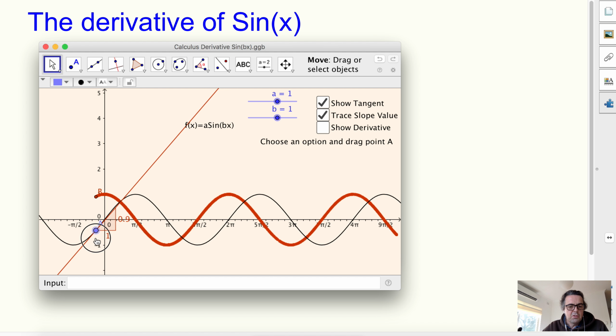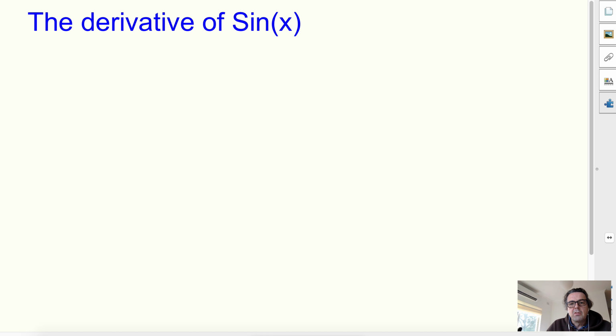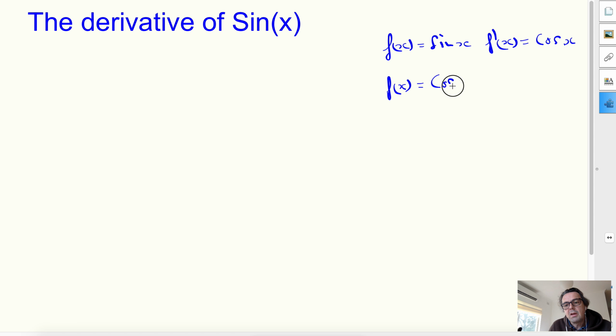It looks like the sine function, and it is, but it's shifted a little bit. It is shifted exactly pi over 2, which makes this function the cosine function. So the derivative of sin x is the cosine of x. If f of x is sin x, f dash of x is cosine x. The other way around, if f of x is cosine x, the derivative is negative sine of x, mind the negative.